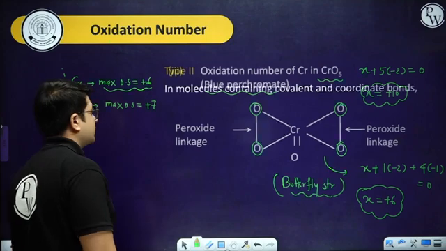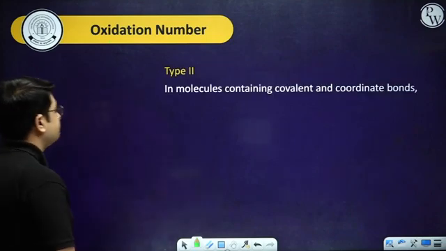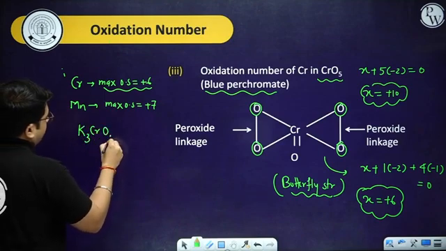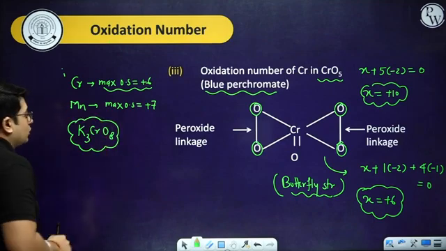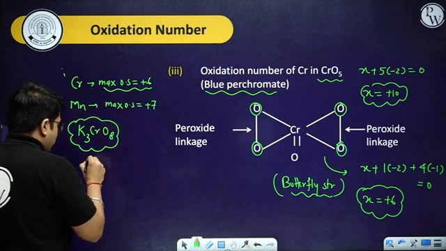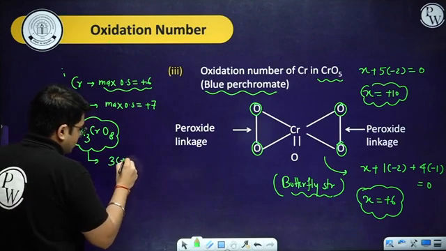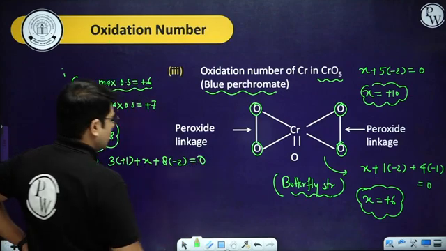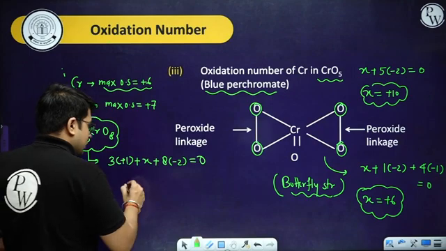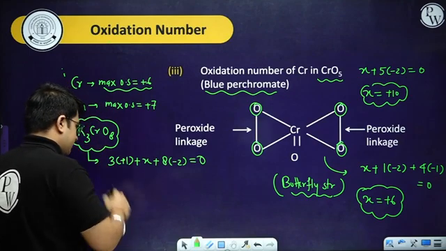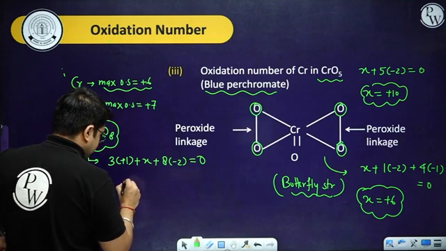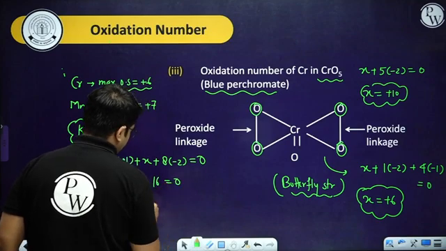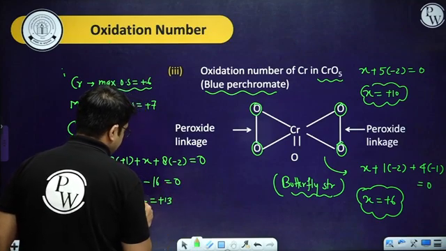One more thing is there, which is K3CrO8. There is one more compound, K3CrO8. If I talk about this particular compound and I want to calculate the oxidation state, so 3 potassiums, +1, plus chromium is X plus 8 oxygens having -2 charge, that will be equal to 0. In this particular case, that will be 3 plus X minus 16 is equal to 0, and X is coming out as +13, which is not at all possible.